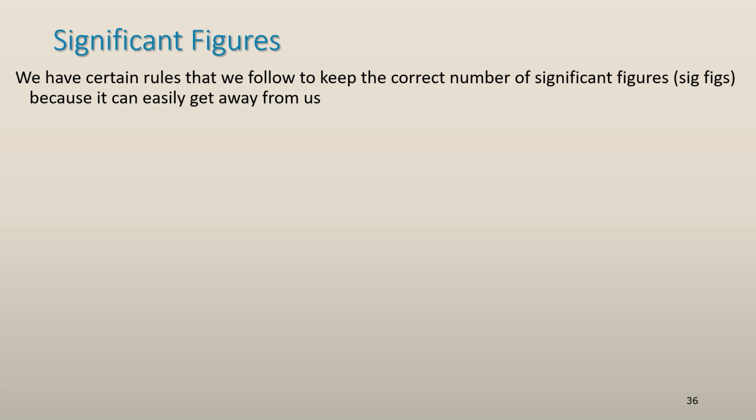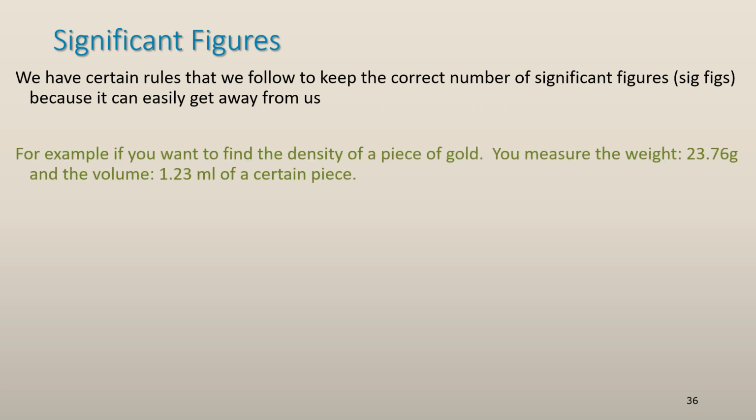But now I think that's pretty straightforward if you can measure something, but how do we keep the correct number of significant figures if we are doing some calculations? Let me give you an example of that. Let's say we found a piece of gold and we measured the mass, 23.76 grams, and we found the volume, 1.23 milliliters. And so we want to calculate the density, and we already looked at density, so we know that we can do that.